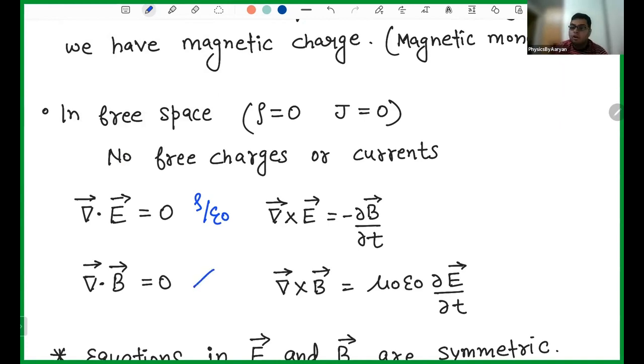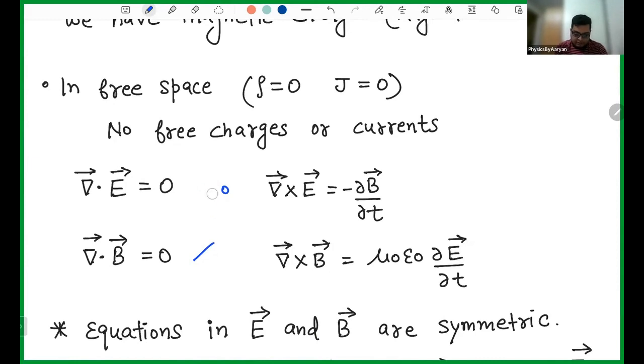Del dot B is anyway always 0. Del cross E is minus curly B by curly t, and del cross B is mu naught J plus mu naught epsilon naught curly E by curly t, where the J term becomes 0. How symmetric is this? Very symmetric. The divergence of the electric field is 0. Yes. The divergence of the magnetic field is 0. Yes. The curl of the electric field is the change in magnetic field with time, curly B by curly t, and del cross B is curly E by curly t.